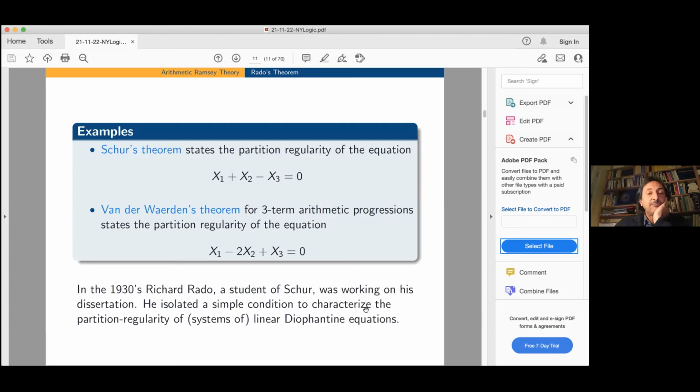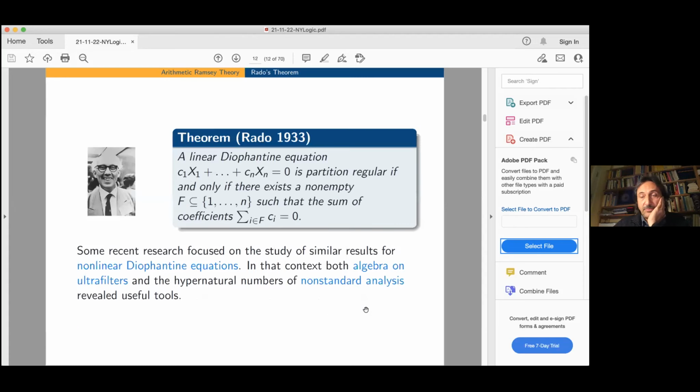Now, these kinds of problems are nowadays well known because there is a classic result of Rado. You see the results are from the 1930s, so they are old results. And he was able to find a really nice condition. If you have a Diophantine equation, you can immediately say if it is partition regular or not. The characterizing property is the one that is written there, meaning that a partial sum of the coefficients must equal 0.